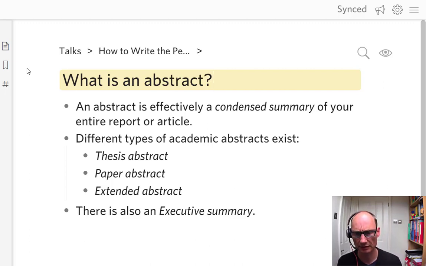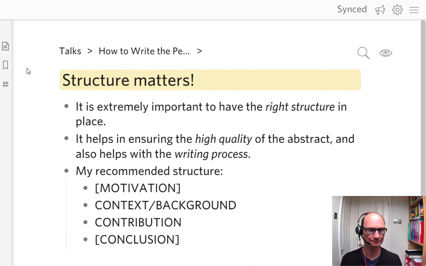An extended abstract is something else, which is around in the world of publishing. It's kind of a longer summary. It's actually a short paper. We're not going to talk about that today. And then you might have come across an executive summary. An executive summary is, I would say, written by a technical person with a non-technical audience in mind, so there's a clear difference between the audience and the writer. But let's just focus on the simple academic abstract.